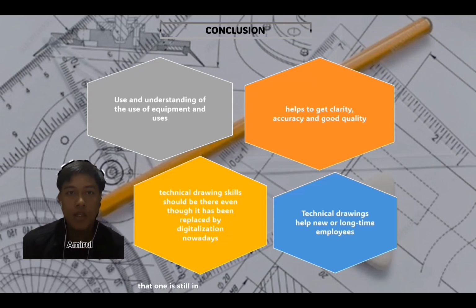Third point is skill in the use of technical drawing equipment must be present in the employee even though in today's time manual sketching has been replaced by digitalization, because this can help if there is a problem during digitalization. Last point is skill in the use of technical drawing equipment can help workers who have just started their careers in the field of architectural sketching because this skill can help teach them to create a quality sketch.